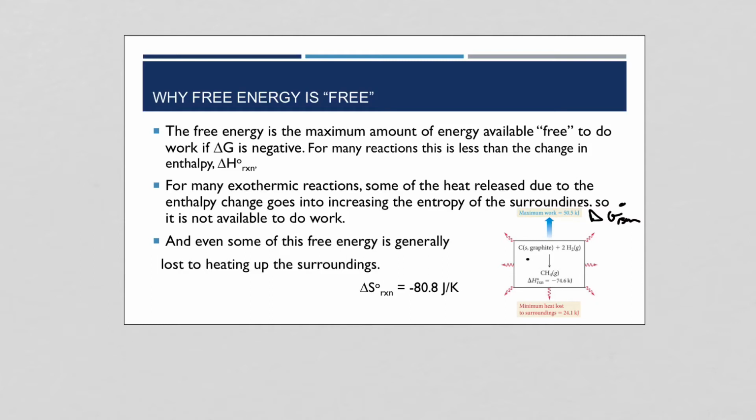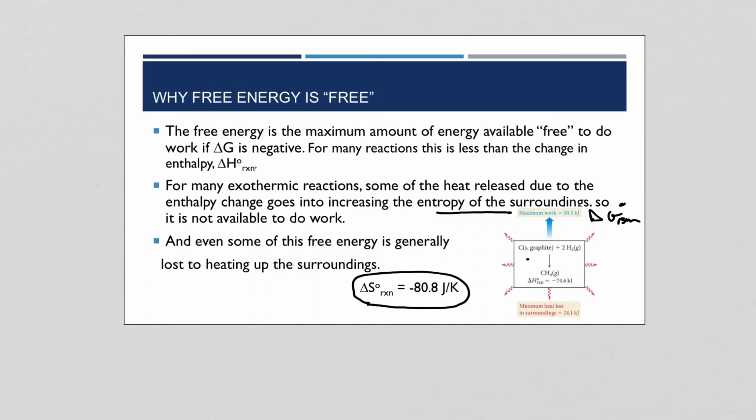So, for an exothermic reaction like this, and we see this for many exothermic reactions, some of the heat that's released due to the enthalpy change goes into increasing the entropy of the surroundings, so it's not available to do work. So remember, in some of these exothermic processes, this is really important, because they actually have a negative delta S.